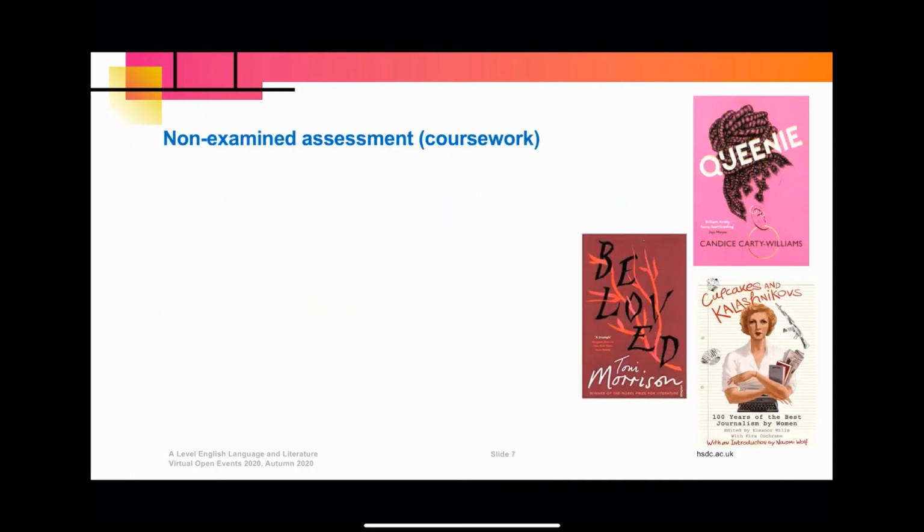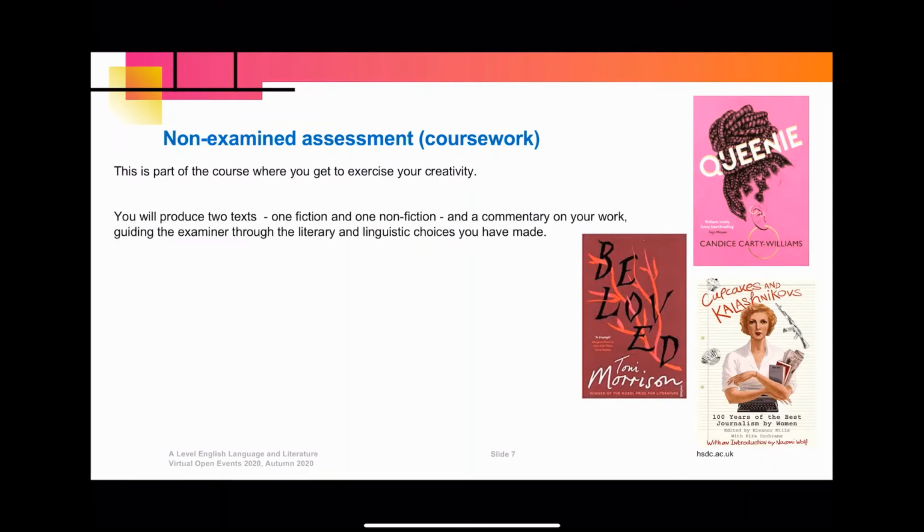The final part, of course, is the non-examined assessment, the coursework. And this is the part of the course where you get to exercise your creativity, often one of the reasons that students choose this course. You will end up producing 2 texts, one fiction and one non-fiction, and interestingly, a commentary on your work, giving you the opportunity to guide the examiner through the literary and linguistic choices you have made.